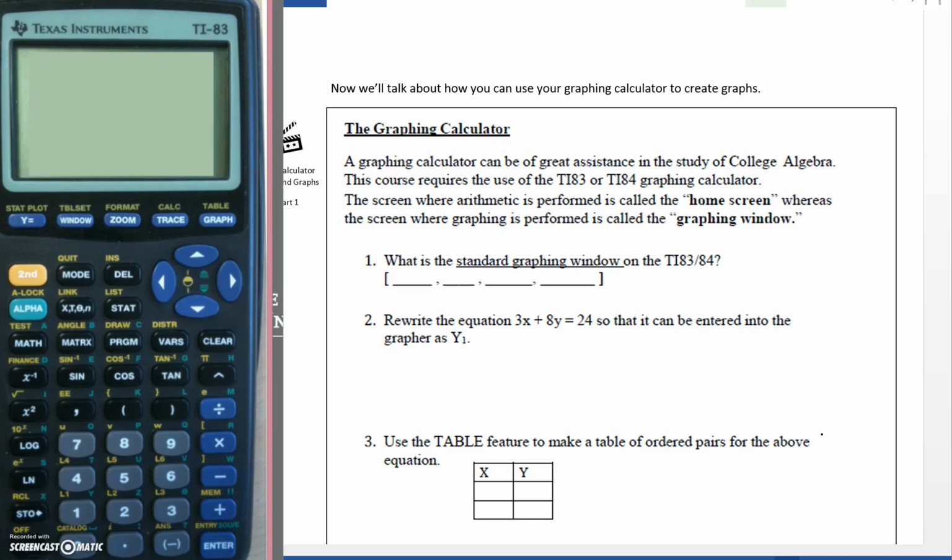Okay, we want to talk a little bit about how to use your graphing calculator. So in this class, a TI 83 or an 84 will be essential, and you may never have used one before, and that's okay. When you click on, it will go to what's called the home screen, and this is where you could do everything that you do on a simple calculator.